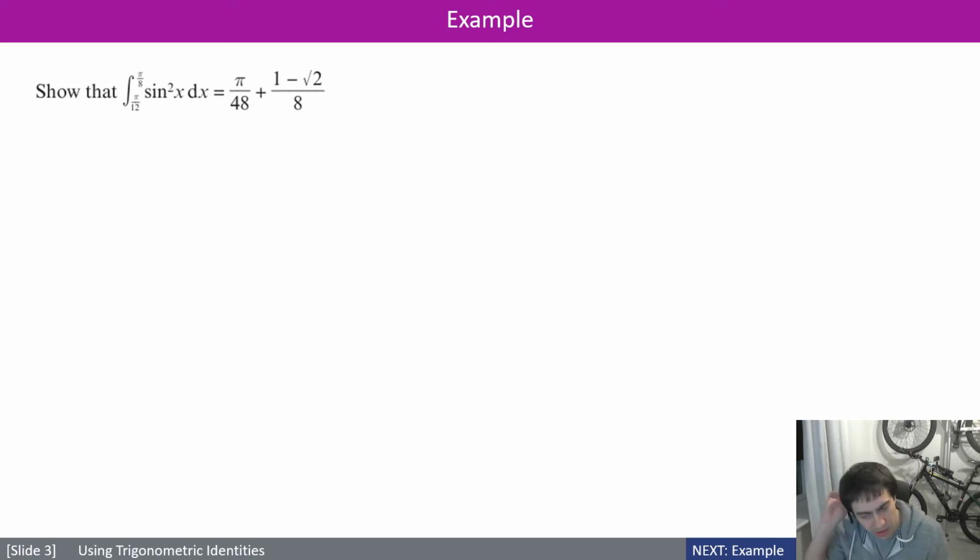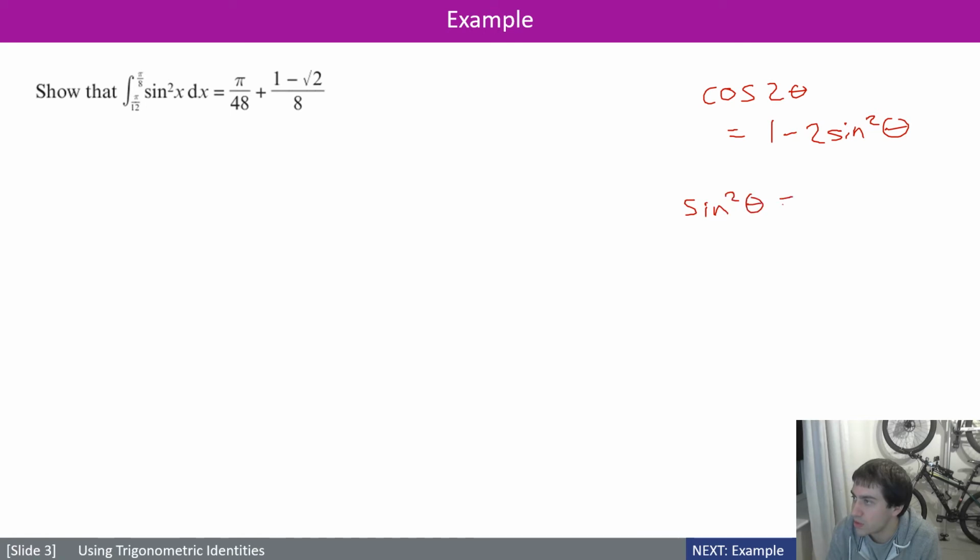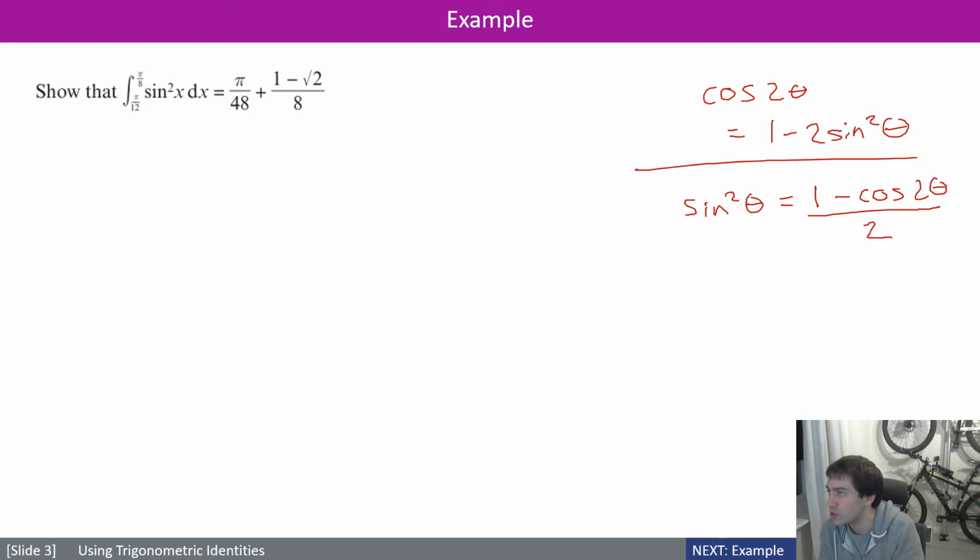So the way we're going to do this is we're going to consider this function, the one we just spoke about, cos 2 theta equals 1 minus 2 sine squared theta, and we're going to rearrange it, and we're going to make sine squared theta the subject. So if I rearrange that, I get sine squared theta equals, and I'm doing it in my head a little bit, 1 minus cos 2 theta divided by 2. Okay, so rearrange the top, you get the bottom.